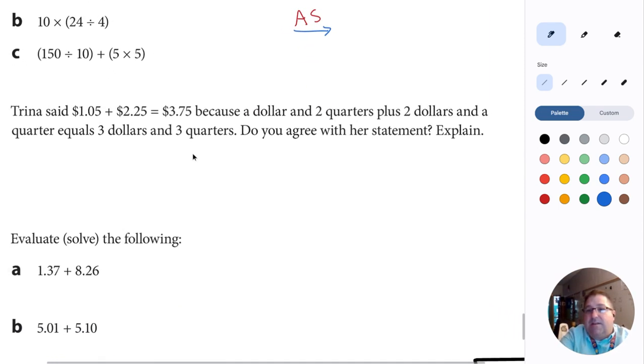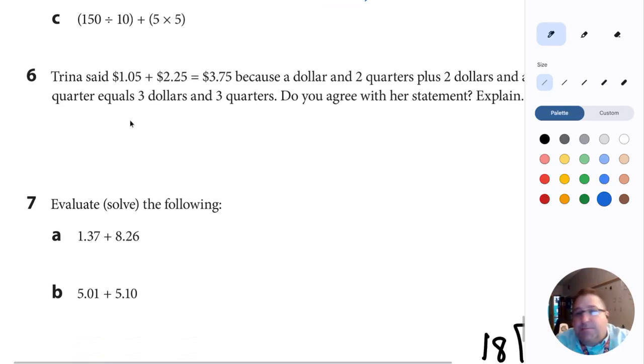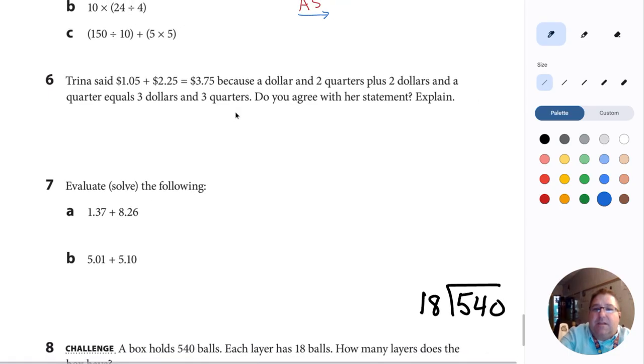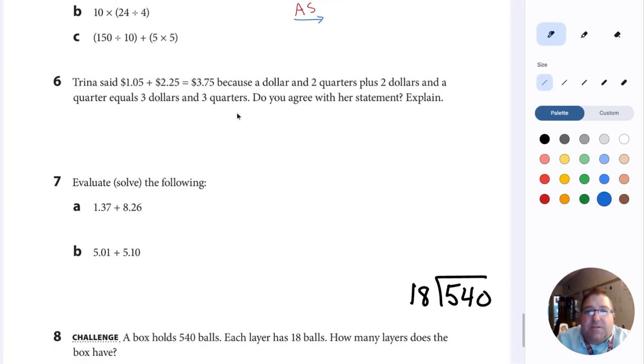Number 6, Trina said $1.05 plus $2.25 is $3.75, because $1.02 plus $2.25 equals $3.75. Okay, that's a lot of words for me too, right? So just think about it. We've got a couple things going on here.